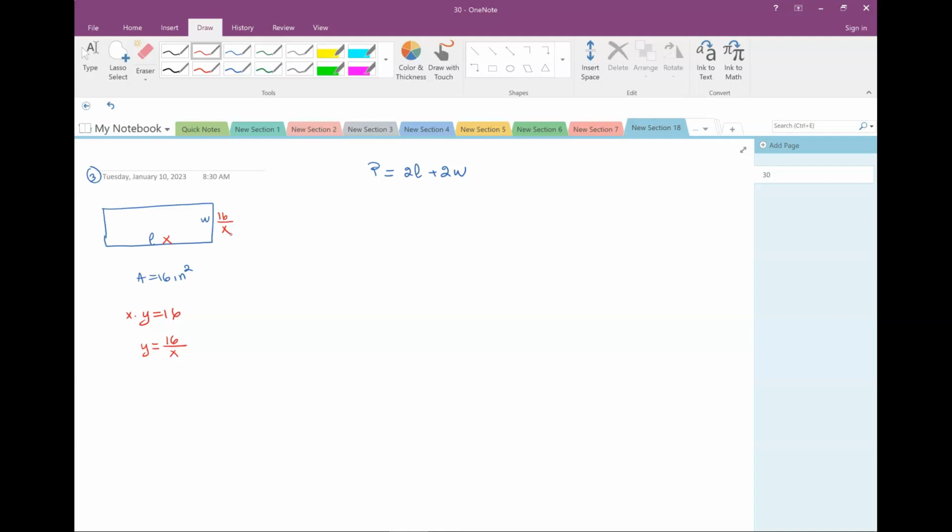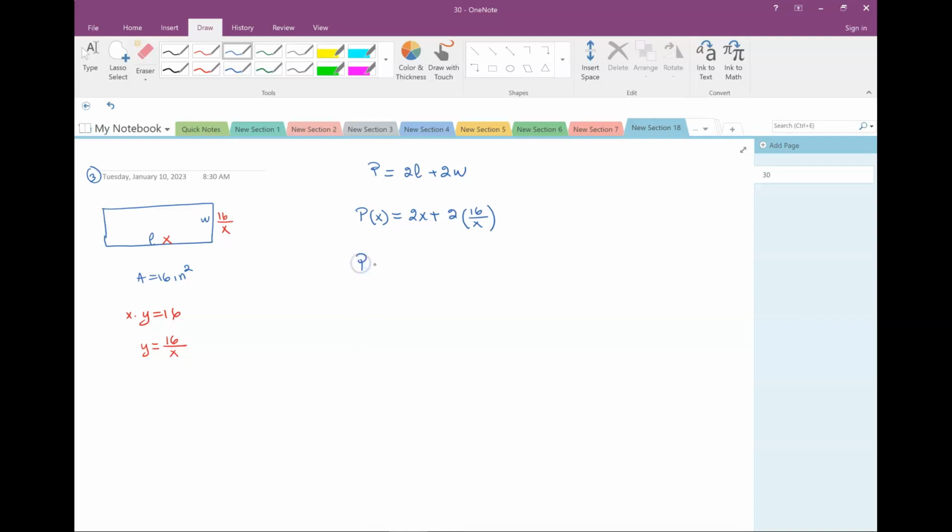Okay. So now I can write that in my perimeter. So it's 2 times x plus 2 times 16 over x. Okay? That's the perimeter. Now the problem is asking what is the smallest perimeter, all right? So how do you find the minimum of anything? Derivative, set it equal to 0, and so on.